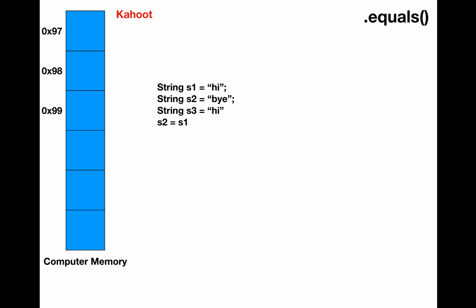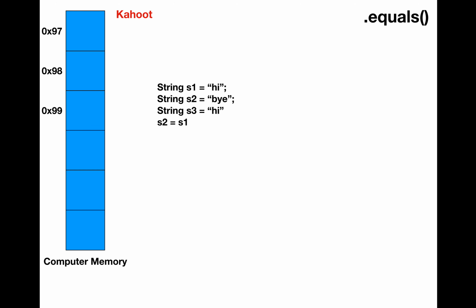Now, when we're looking at, say, an example like this one, S1 is high, S2 is bye, S3 is high. In this case, S1 would have some address, S2 would have some other address, S3 would have some other address. And then in the last line, we say S2 equals S1. So what we're going to say is S2 will be the same address and the same contents as S1. So both of these variables are just going to say, look at this spot in memory. So S1 and S2 will look at the same exact spot in memory, and that spot will hold the value high.